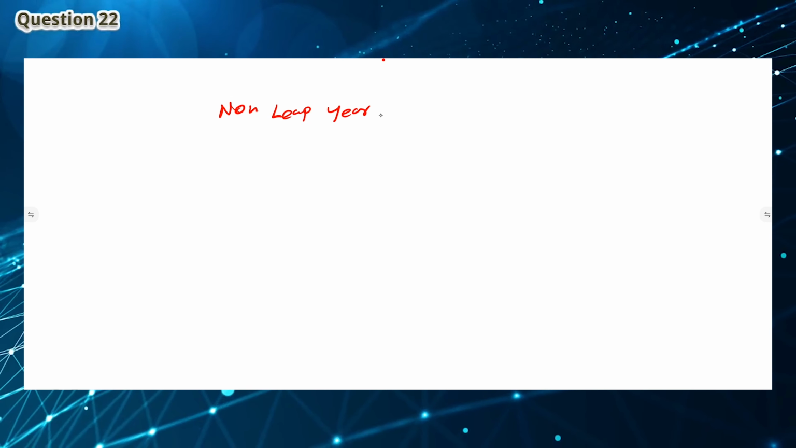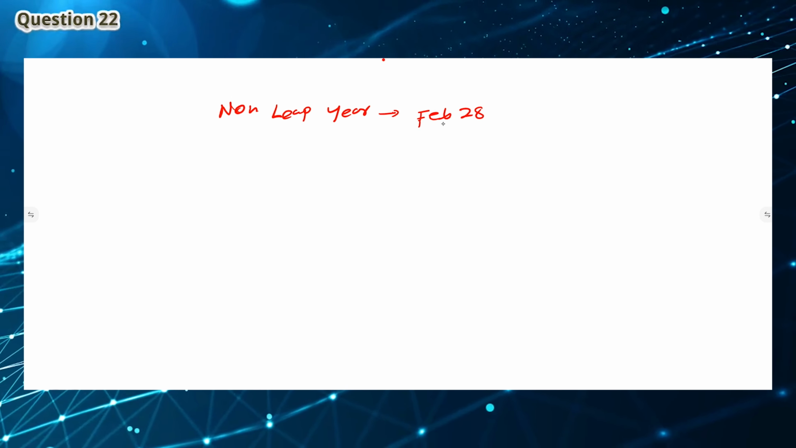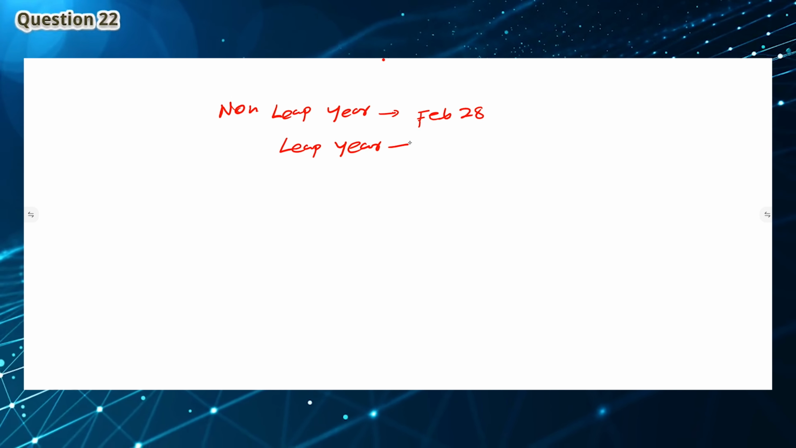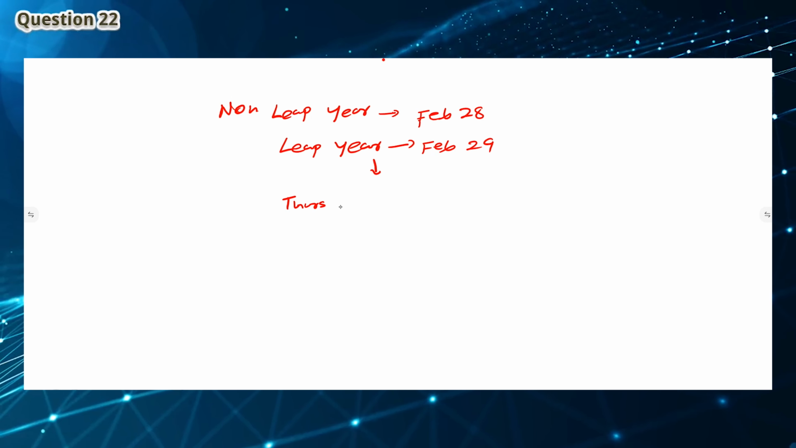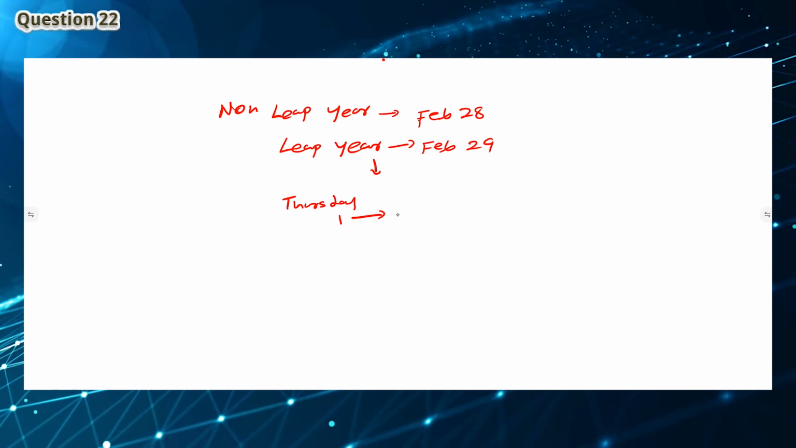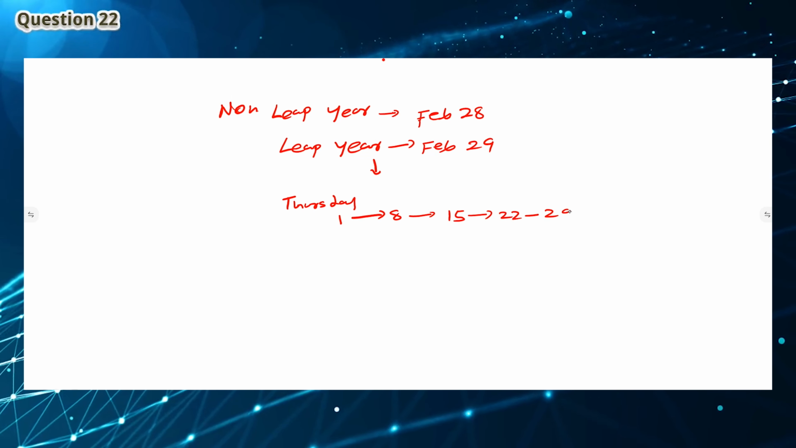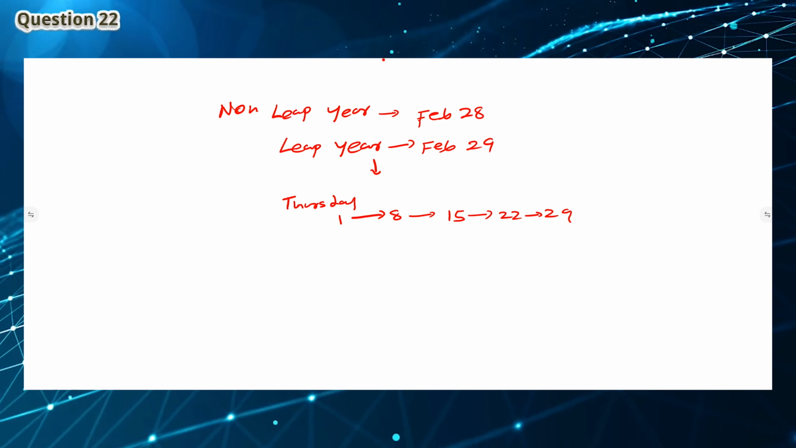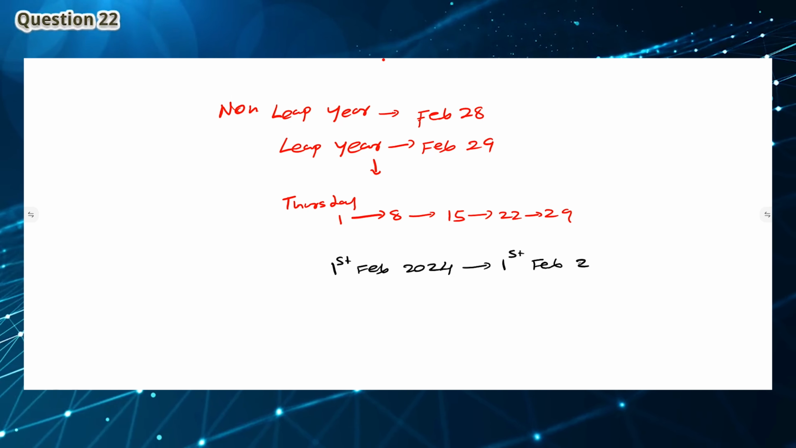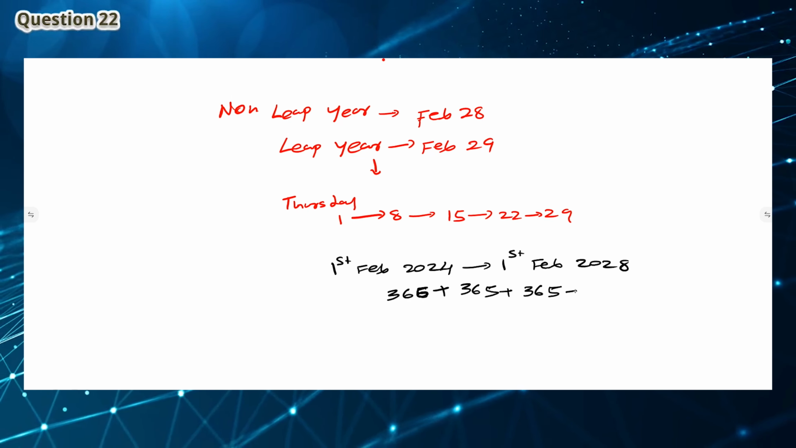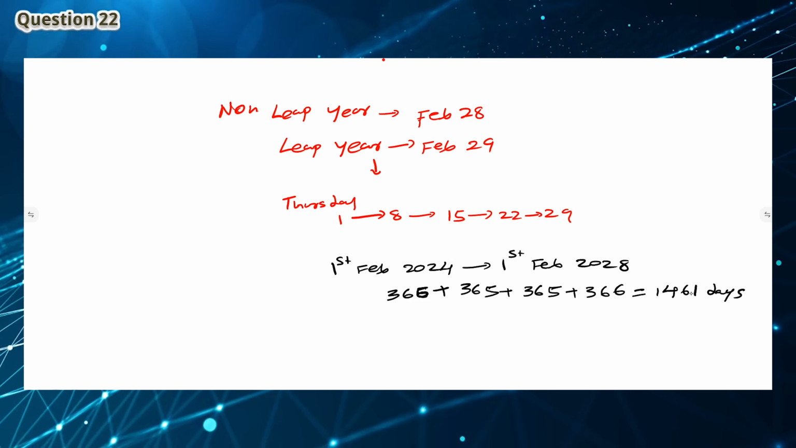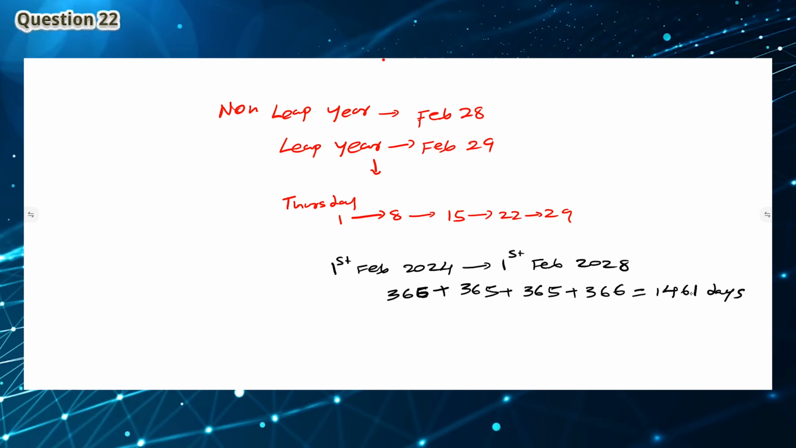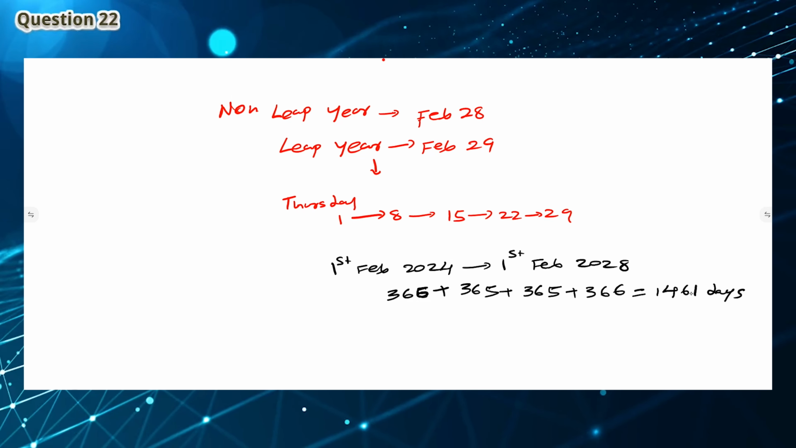In a non-leap year, February has 28 days, so it has 4 of every day of the week. Only in a leap year, when February has 29 days, can there be 5 Thursdays, and only when the 1st of Feb is a Thursday. From 1st of Feb 2024 to 1st of Feb 2028 is a total of 1,461 days, which is 208 weeks and 5 days. So the 1st of February 2028 is Tuesday.